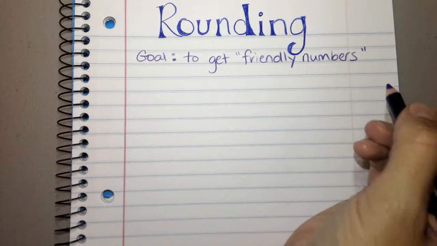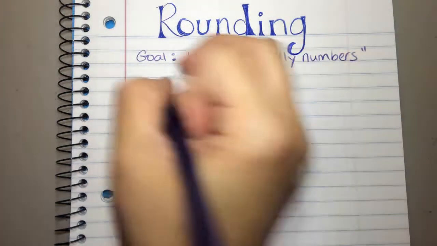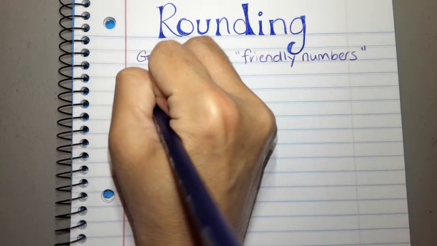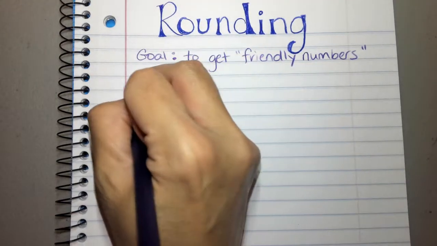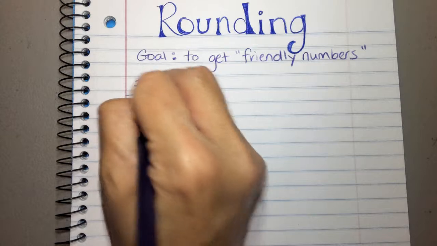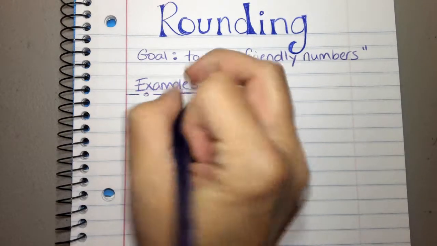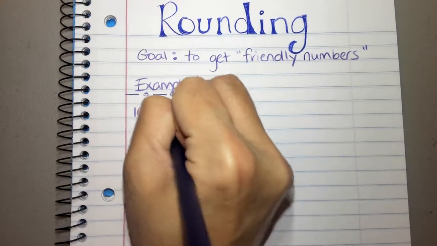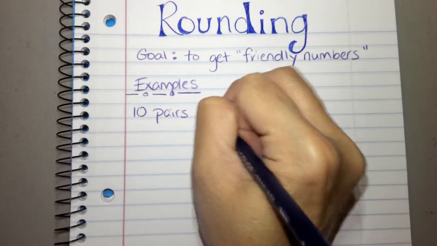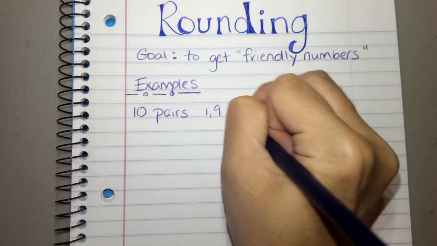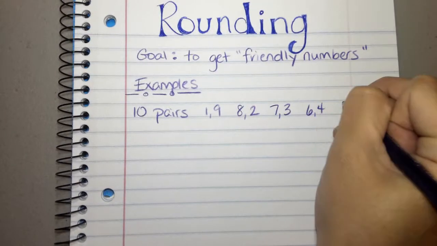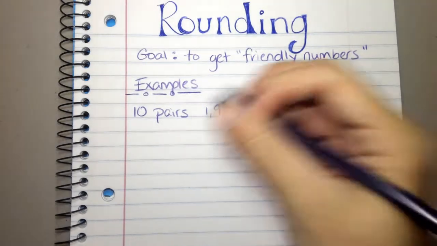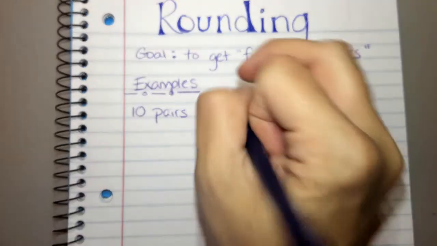Well, what kind of numbers are friendly? Okay, so examples of friendly numbers are what I call 10 pairs. Okay, 1 and 9, 8 and 2, 7 and 3, 6 and 4, and then of course a double 5, because all of those add up to 10.